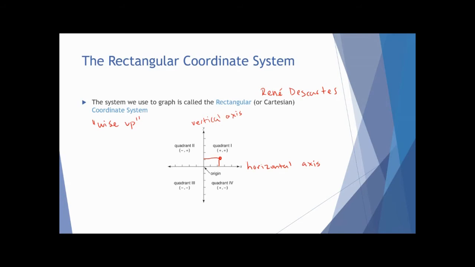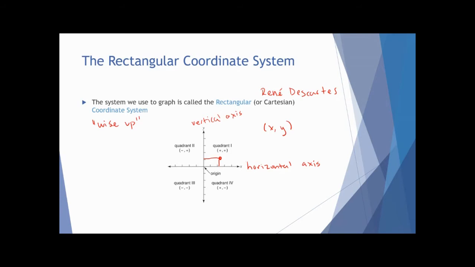And then we divide it into 4 quadrants. We start in the upper right, which is called quadrant 1, and then we move counterclockwise. In parentheses there is the X value and the Y value. So these are X first and then the Y. And it's telling you whether the value is positive or negative.